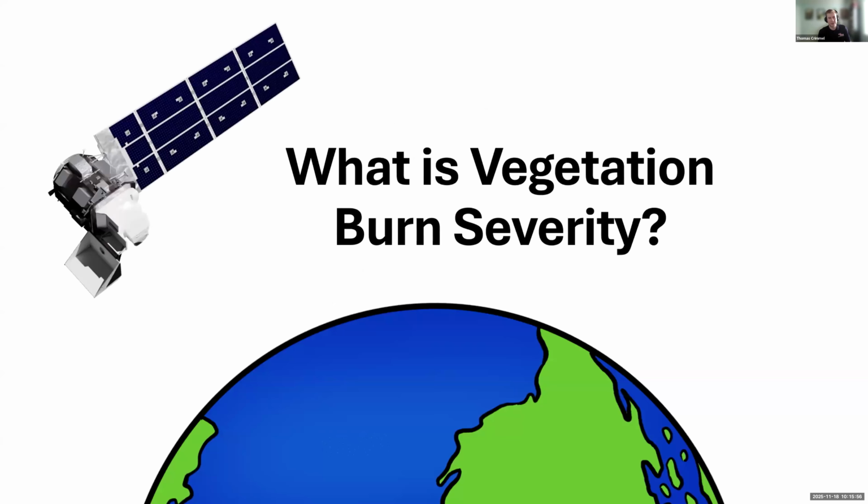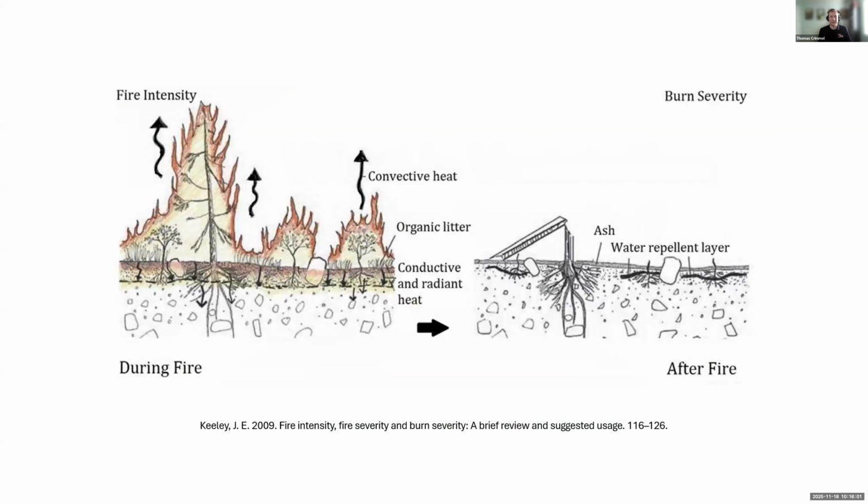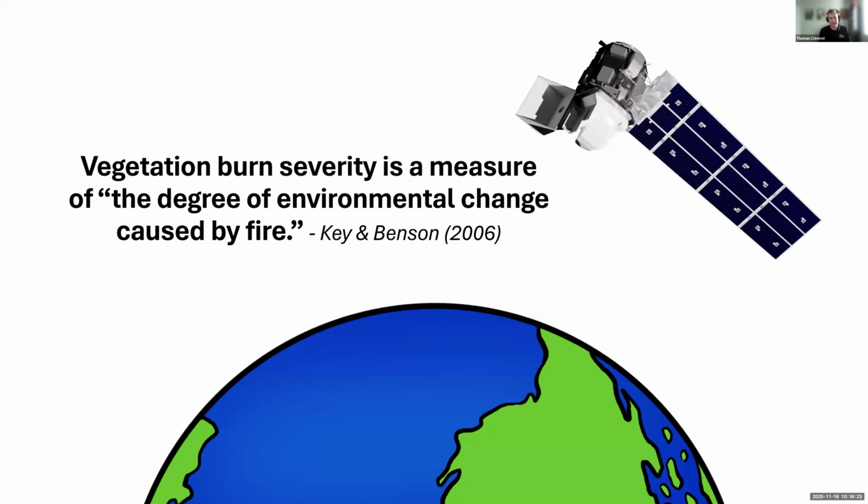So the first question that we have is, what is burn severity data? There's two concepts that often get confused. The first is fire intensity. Fire intensity is, during the fire, how hot vegetation burns and the type of convective heat that it gives off and emits. This is not what burn severity is. Burn severity primarily focuses, after the fire has occurred, on looking at the effects of the fire on the vegetation and the type of environmental change it's caused.